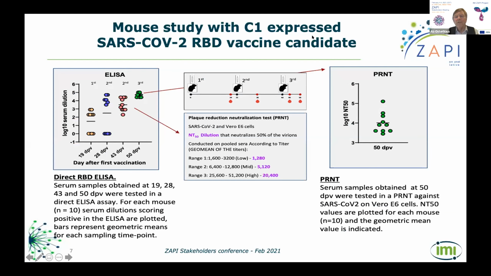Well, some very interesting data presented by Bart Haagmans also. You see here mouse studies with the C1 expressed SARS-CoV-2 RBD vaccine candidate. This is in a study where in mice, he looked to what extent ELISA antibodies, but also neutralizing antibodies were being produced. Quite promising data, I should say.